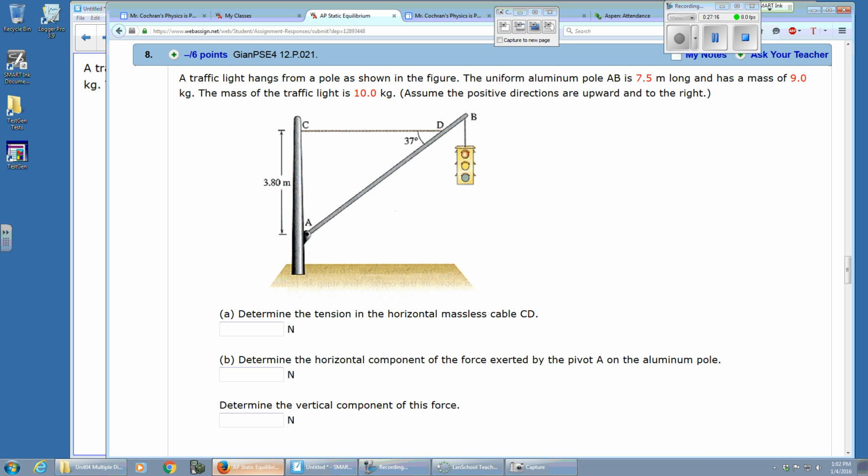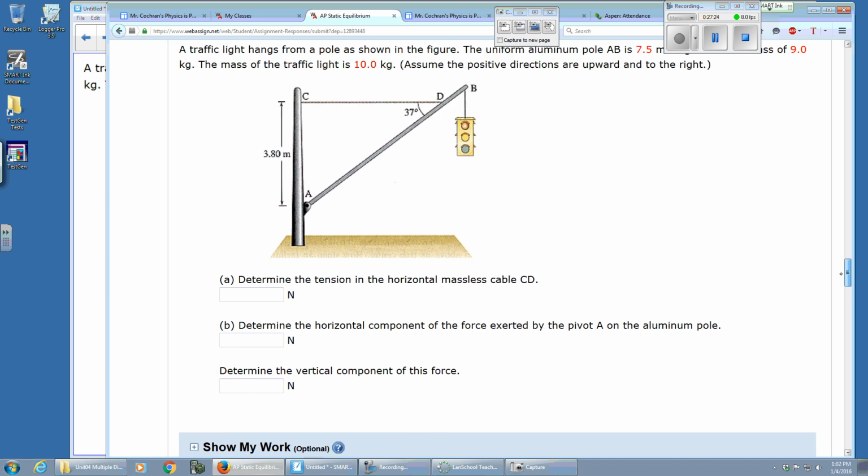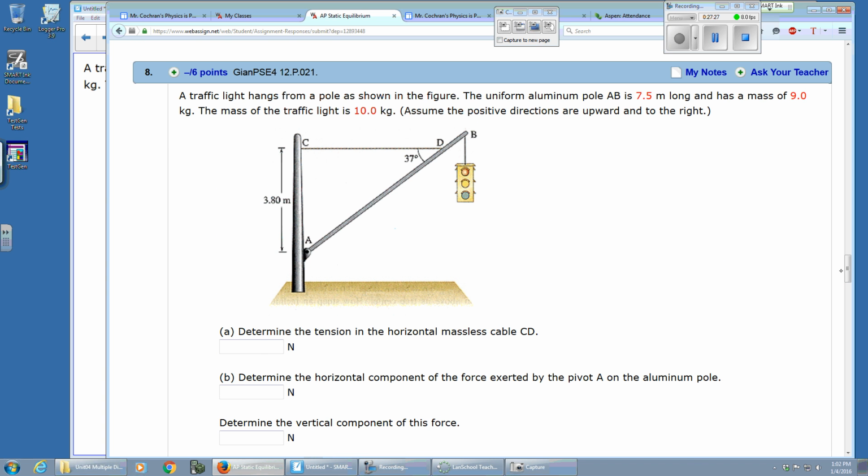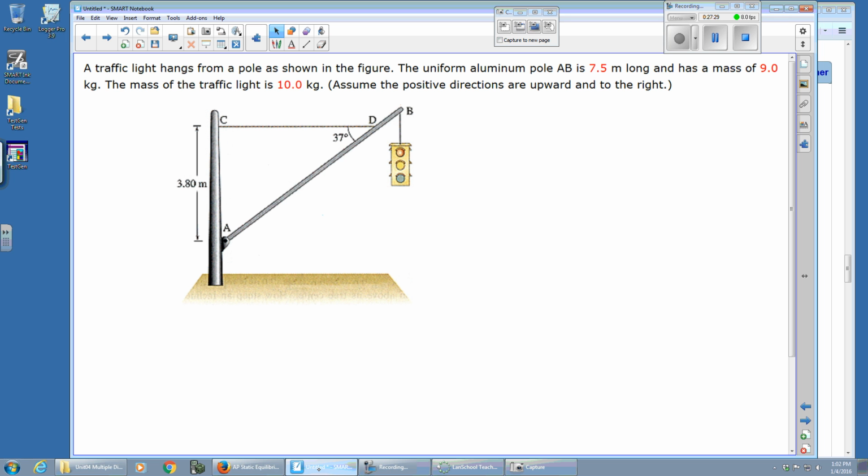Determine the horizontal component of the force exerted at pivot A on the aluminum pole. Determine the vertical component of this force. So it's having us look at those as horizontal and vertical components rather than combined. Let's do a little diagramming right on here. There's going to be the weight of the pole, and then there's the weight of the traffic light. And there's going to be a tension in this direction.